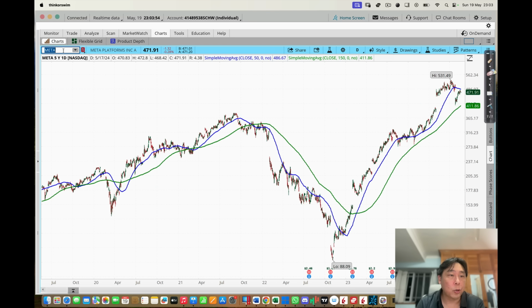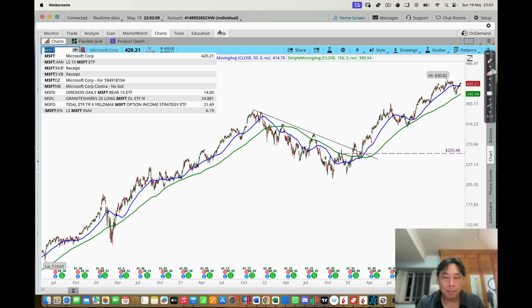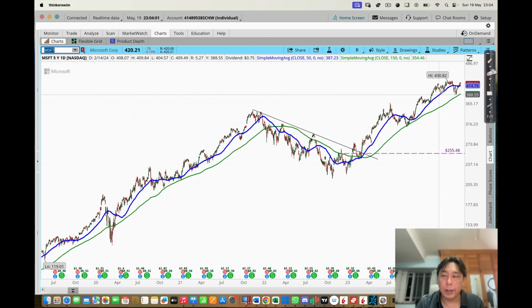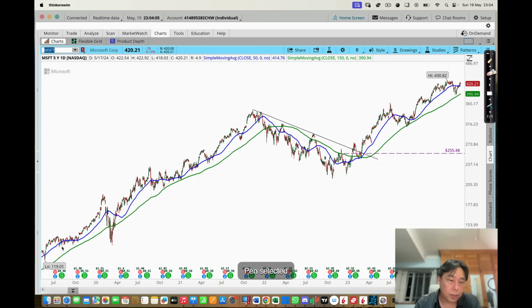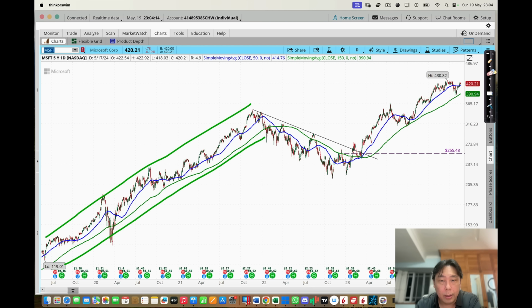Okay, so let's look at another example, Microsoft. So Microsoft over here, this again is a 5-year chart. You can see this was an uptrend with the 50 above the 150, right? So this whole thing was an uptrend over there. And would this be considered a gradual change in trend? Was this a gradual change or a sudden drop? It's a gradual change, right? So there we go, 50.